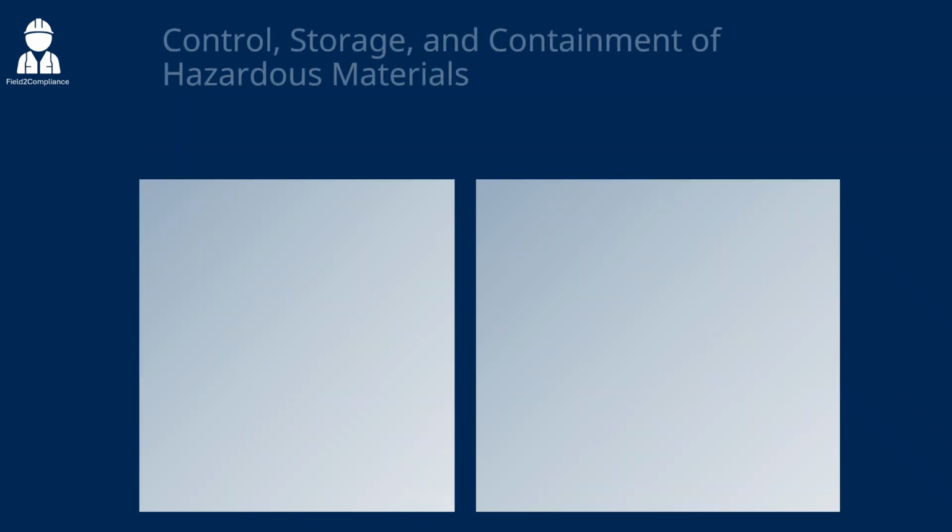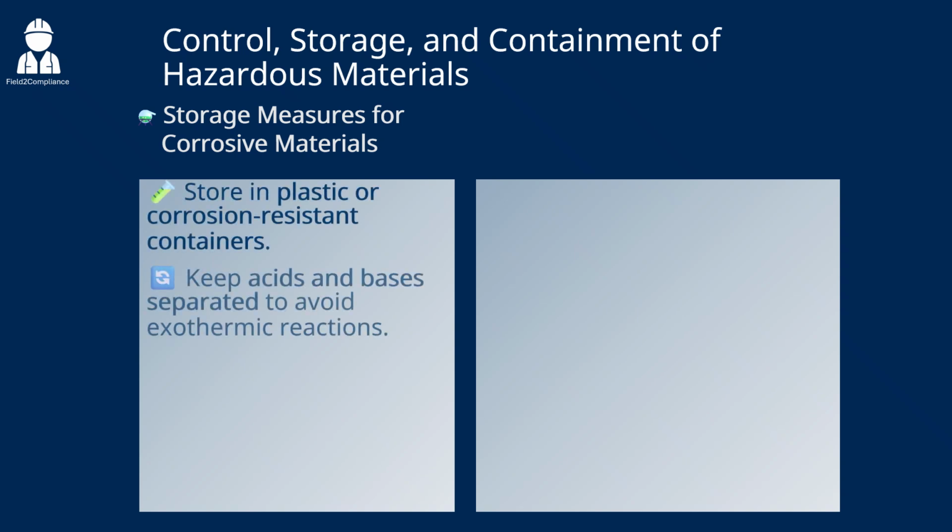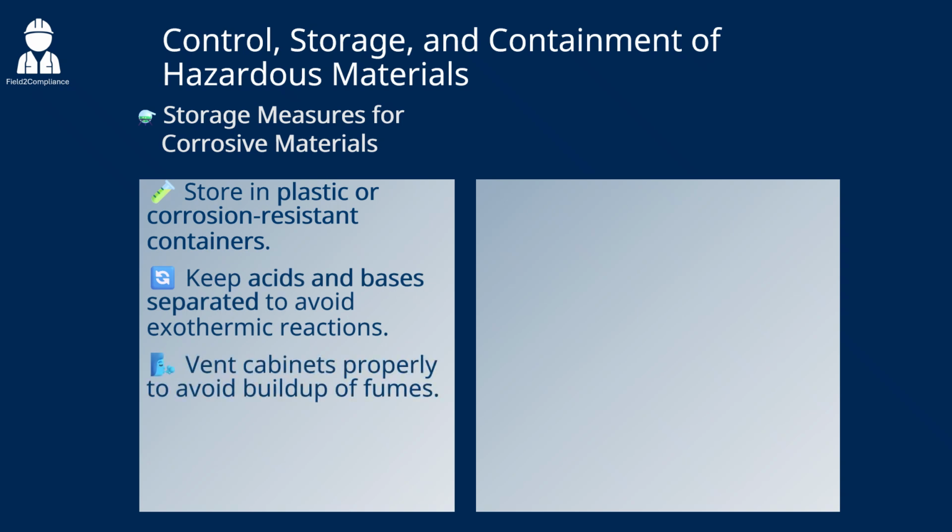When you're storing corrosive materials like acids and bases, the container really matters. Use plastic or corrosion-resistant materials to prevent dangerous reactions. And always keep acids and bases separated. If they mix, you risk a violent exothermic reaction. Make sure storage cabinets are vented to prevent fume buildup.